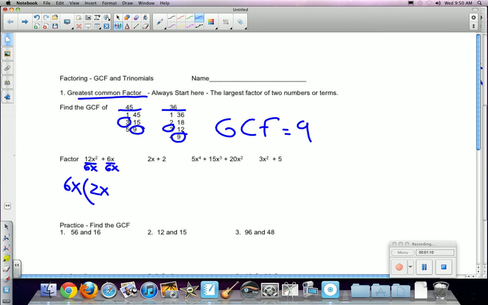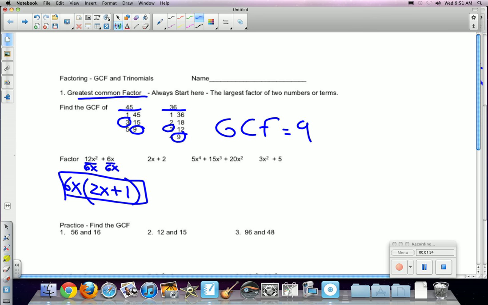And then 6x divided by 6x, this is the same thing. Anything divided by itself is 1. Anything minus itself is 0, but anything divided by itself is 1. And we can always check to make sure. So this would be the answer. This is the factored form of this expression.